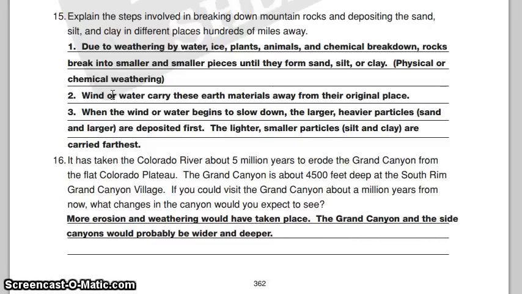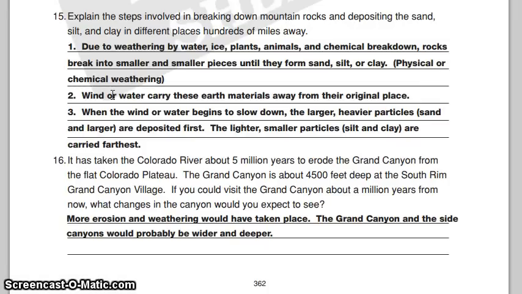With question 15, explain the steps involved in breaking down mountain rocks and depositing the sand, silt, and clay in different places hundreds of miles away. Okay, well, we're going to talk about weathering, where water and ice and animals and chemical breakdown of rocks are going to get them into small pieces, like sand, silt, and clay. Wind or water is going to carry these different pieces from their original place, and they're going to deposit them in places far, far away. The larger pieces are going to get deposited first, and the smaller, lighter pieces are going to get deposited further away.